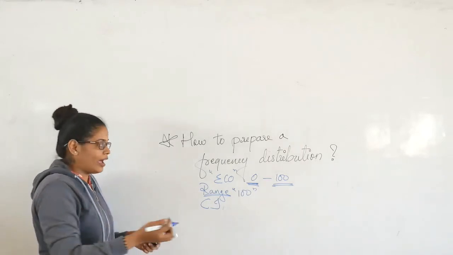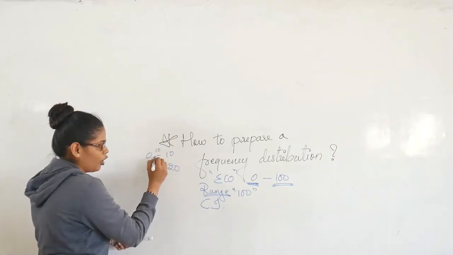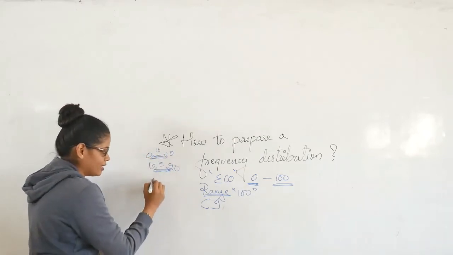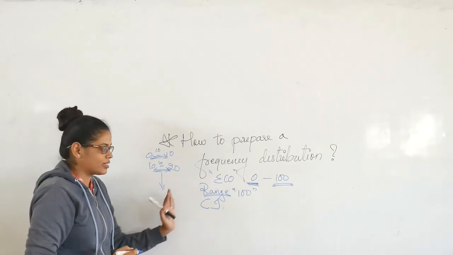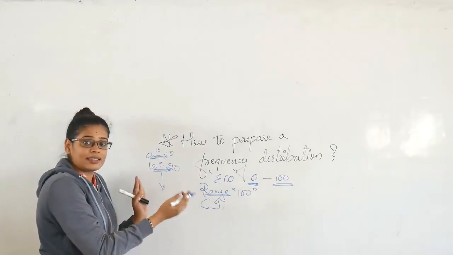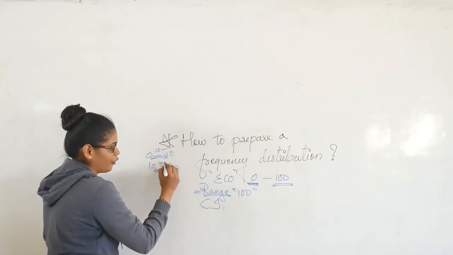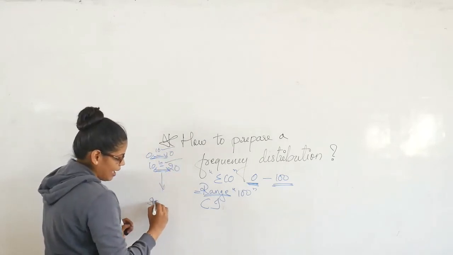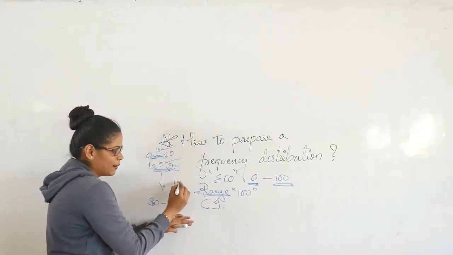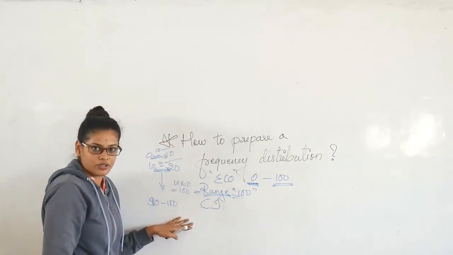However, here we have seen 10 to 20. You can see that the width of this class interval is 10. As long as we have this equal width in each class, the sum of all the class intervals becomes the range, because you can see here 10, if you add another 10 it becomes 20. The last class interval is 90 to 100, which is again 10 multiplied by 10 classes becomes 100, which is equal to the range, right?